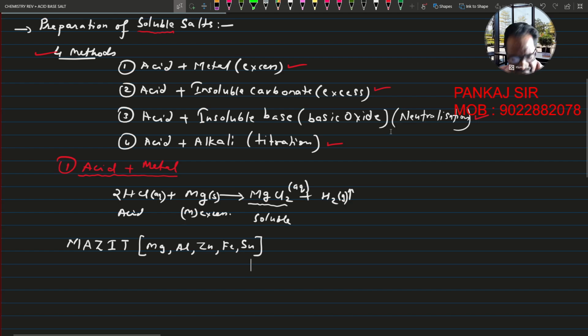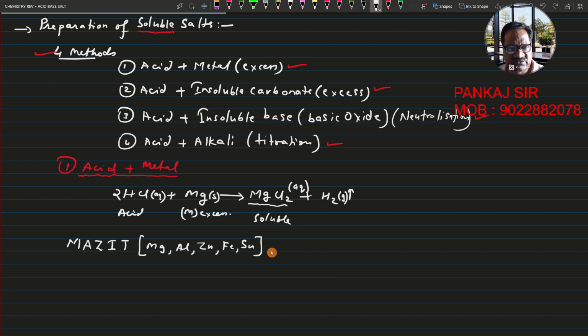Fine. Now what you have to do in this particular experiment is typically take excess of magnesium. So take more amount of magnesium and add some small amount of dilute hydrochloric acid to that magnesium. What will happen? A reaction will start between the two. An effervescence will be seen. That effervescence is due to the hydrogen gas which is evolved in the reaction. And a clear solution of magnesium chloride will be produced.